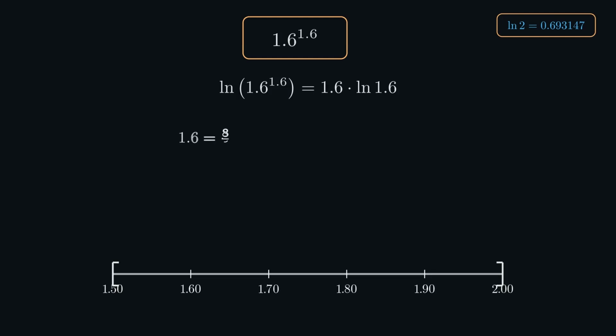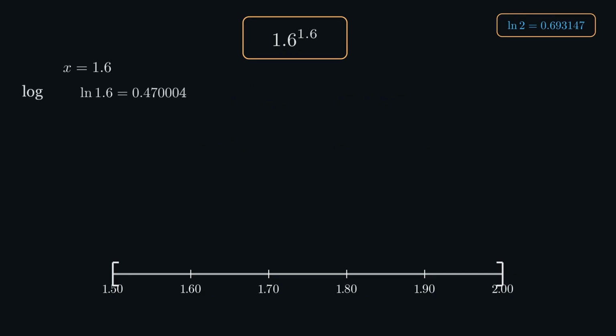Same series, new target. 1.6 is 8 over 5, and logarithms turn that ratio into a subtraction of logs I can grind exactly like I ground natural log of 2. Do it, and it comes out to 0.470004. Multiply by 1.6, 0.752006. So 1.6 to the 1.6 is e raised to 0.752, which works out to about 2.121 over 2.